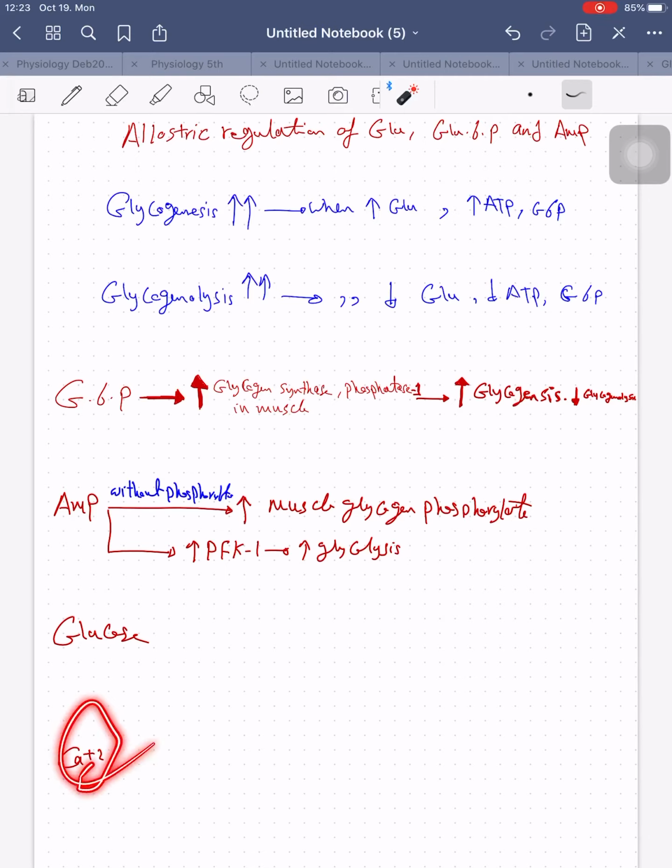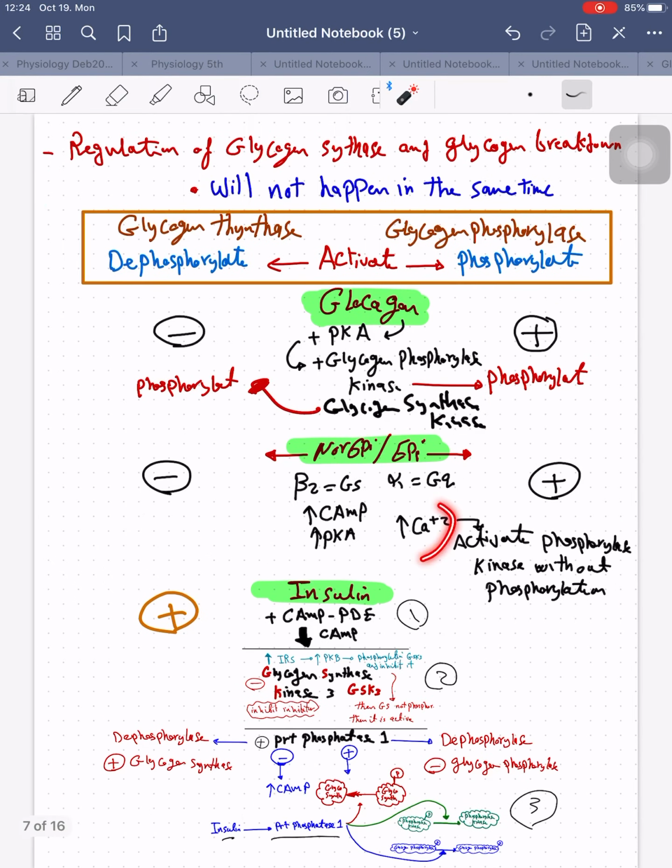What about calcium? Calcium is released during muscle contraction. So what happens now? If you have muscle contraction, you need more energy, and more energy means I need to get more glucose from glycogen. So the calcium itself can activate the phosphorylase kinase without phosphorylation, and activate the glycogen phosphorylase. Okay, guys? So this is kind of a response to physical exercise.